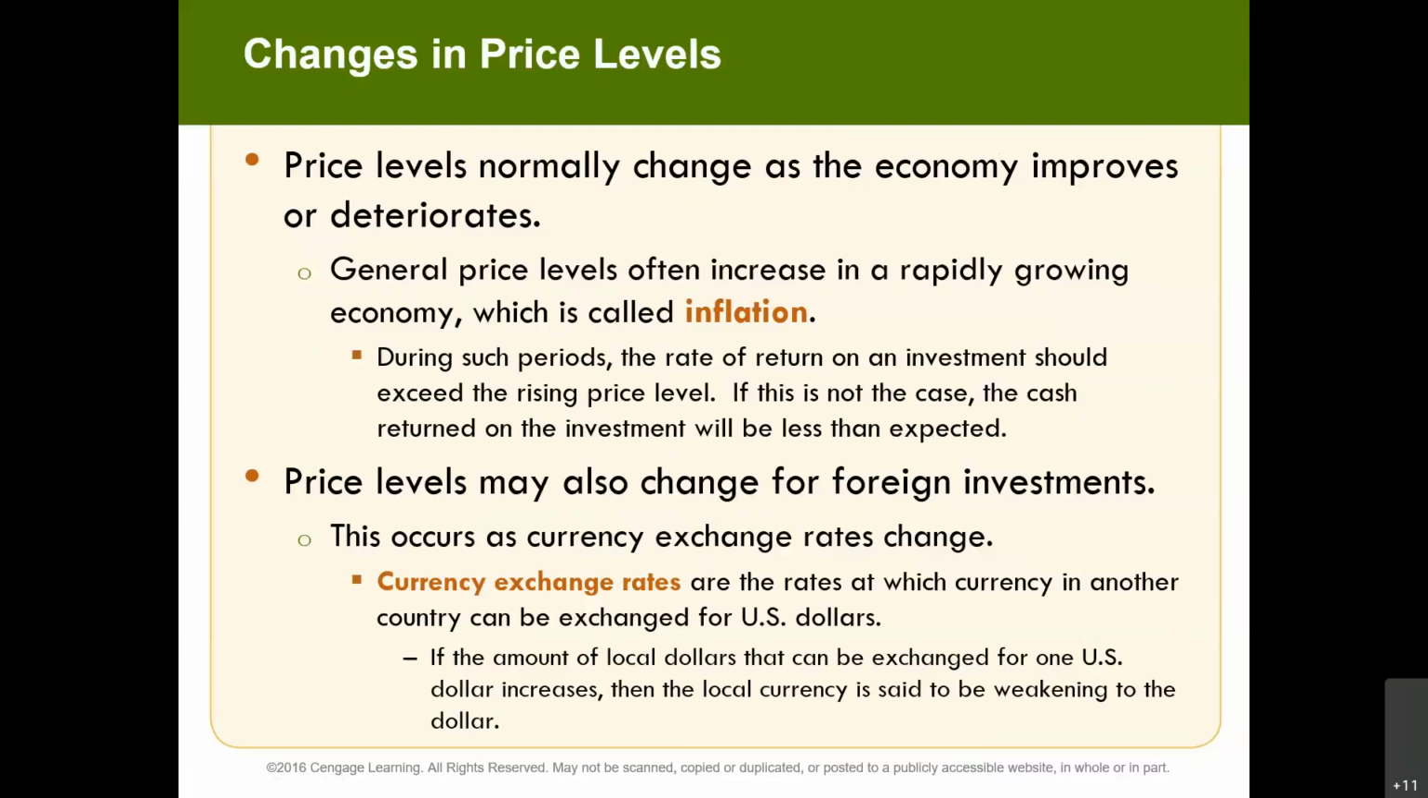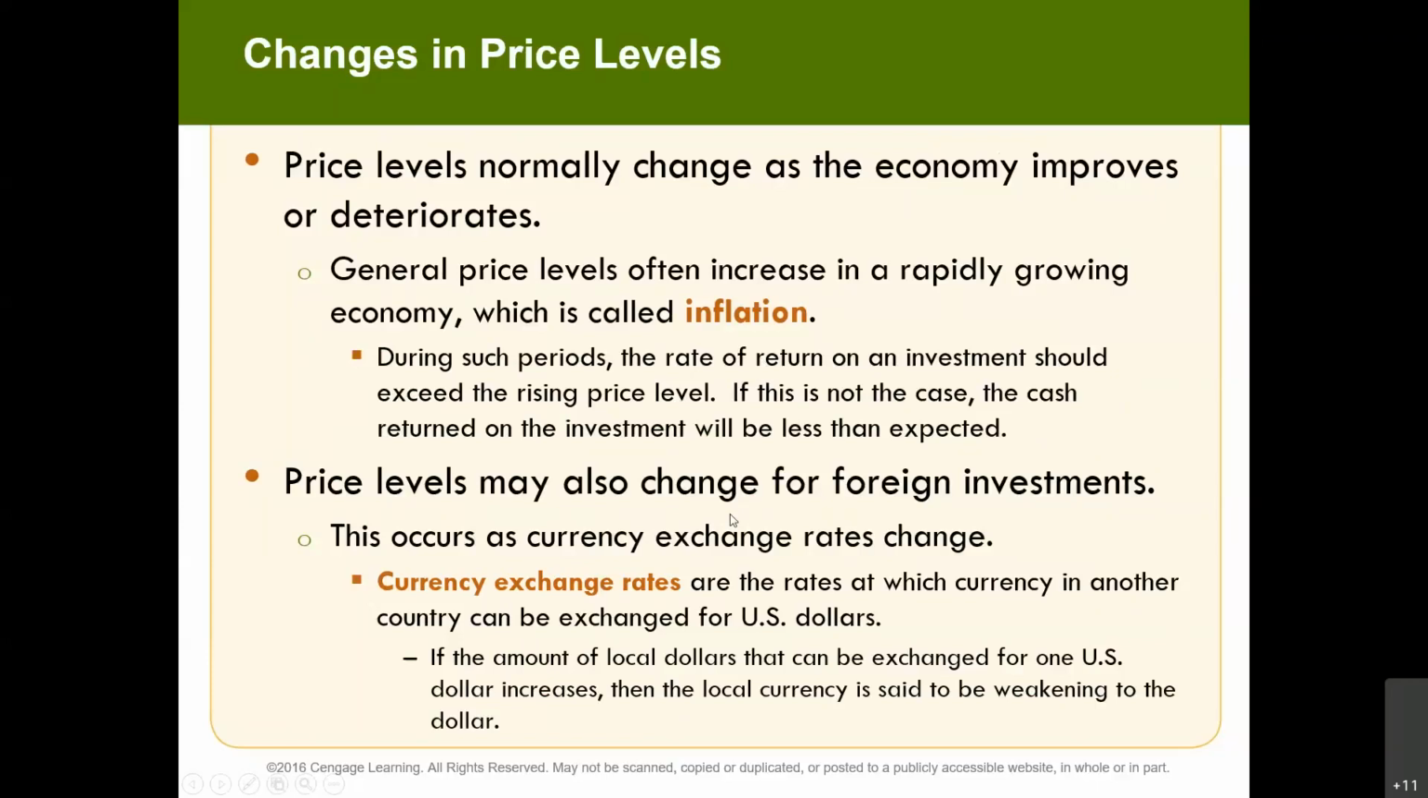Changes in price levels. These are very common when we see changes in the economy. As the economy improves or deteriorates, we see inflation or deflation with respect to our prices. Inflation is common when an economy is doing well. In such cases, the rate of return of an investment would exceed the rising price levels. If not, then the investment may not be worth it.